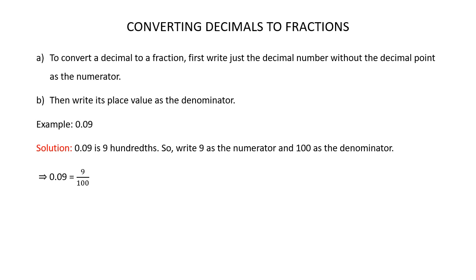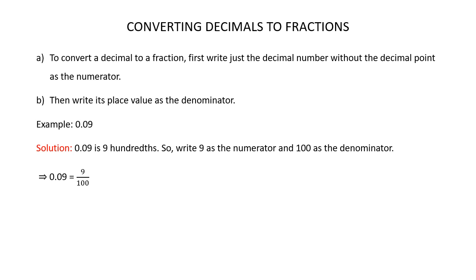Now let's learn how to convert decimals to fractions. To convert a decimal to a fraction, first write just the decimal number without the decimal point as the numerator. Then write its place value as the denominator. Let's understand this with an example. Let's convert the decimal 0.09 to its fraction. Now, first you have to write just the decimal number without the decimal point as the numerator. So write 9 as the numerator of the fraction.